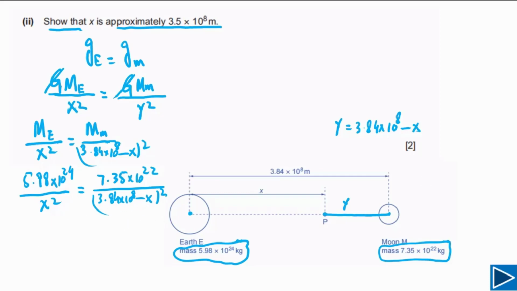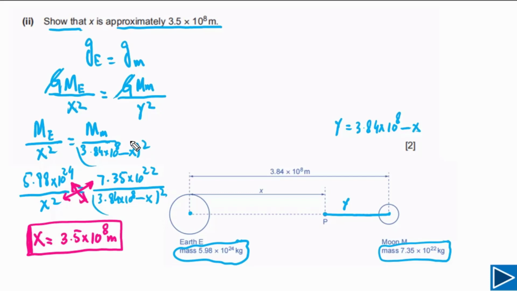You can simply cross multiply. So let me give you some hints. So you can cross multiply these two, and you can cross multiply this, and then you can solve for x. So the final value of x, if we solve this one for x, our final answer will be in this case 3.5 times 10 to the 8 meters. So this will be our final answer for this question.